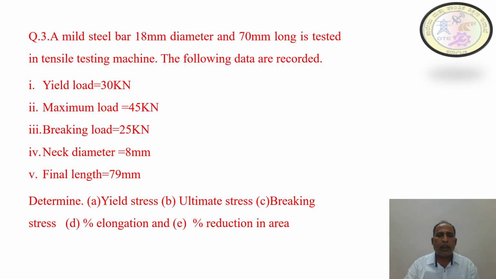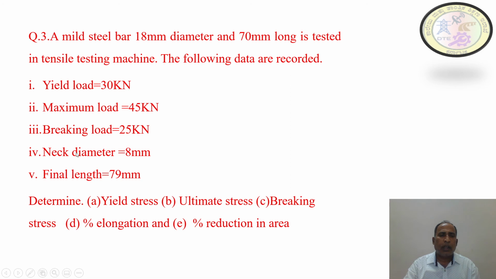Determine yield stress, ultimate stress, breaking stress, percentage elongation and percentage reduction in area. Note down the problem, read the problem carefully and note down the given data clearly. So here, by using the yield load, we can calculate the yield stress. By using the maximum load, we can calculate the maximum stress or the ultimate stress. By using the breaking load, we can calculate the breaking stress or the stress at the breaking point.